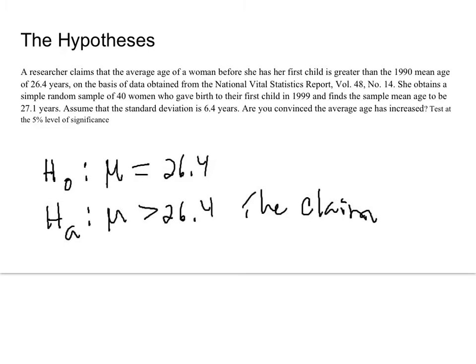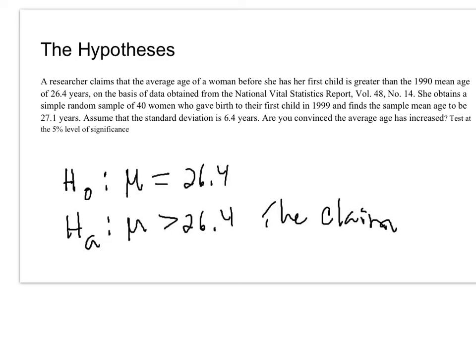So the next step is to write, well, what are you testing? What are the hypotheses? Well, there's two situations. It could be that the researcher's wrong. We already know she is. And that the average age hasn't increased. It's exactly the same as it was back in 1990. I mean, it's possible it might have decreased, but we won't worry about that. We're just concerned about has it changed since then? Has it increased since then?